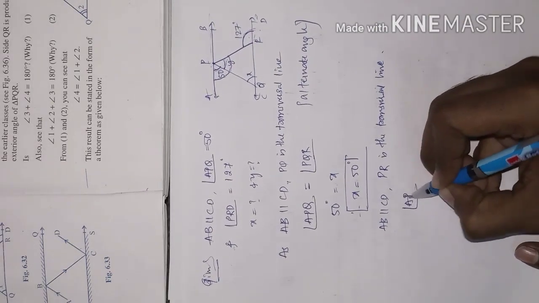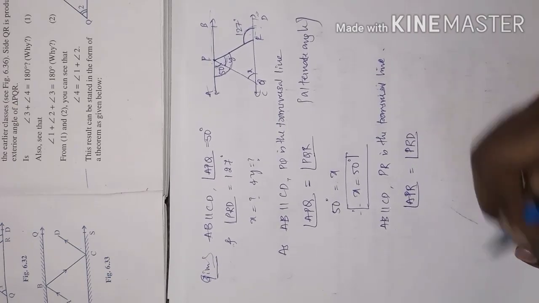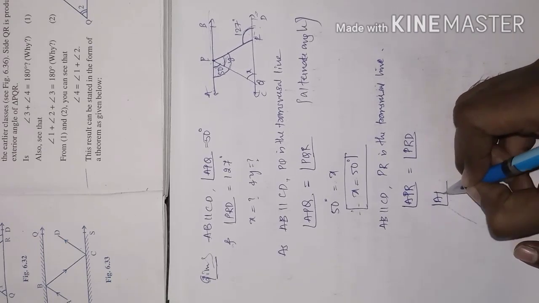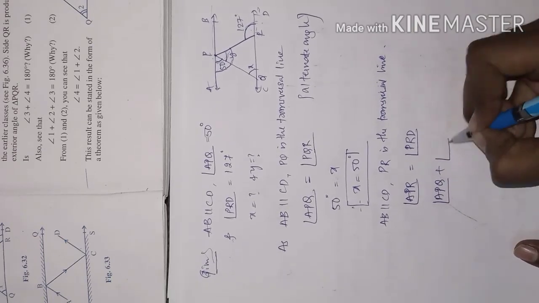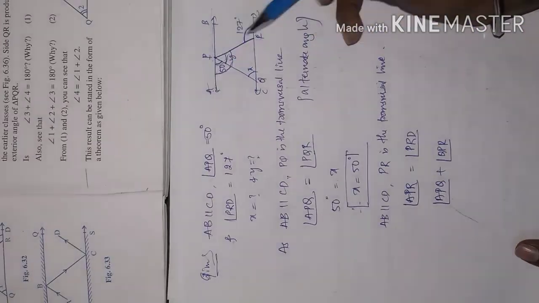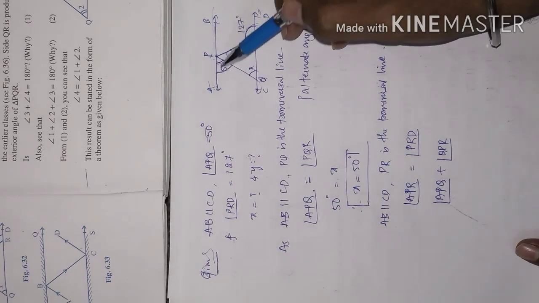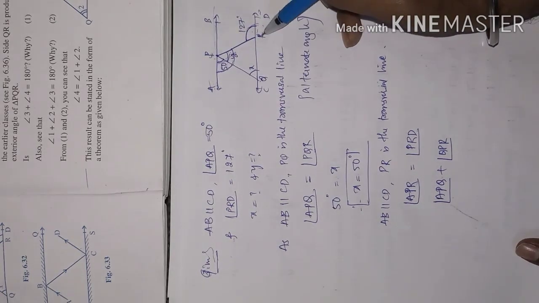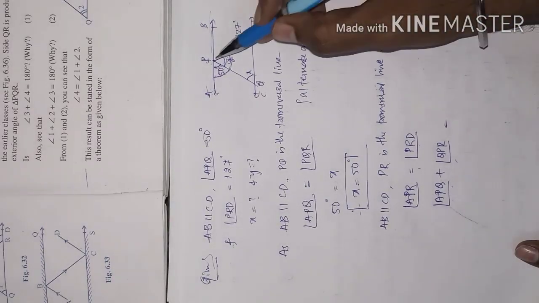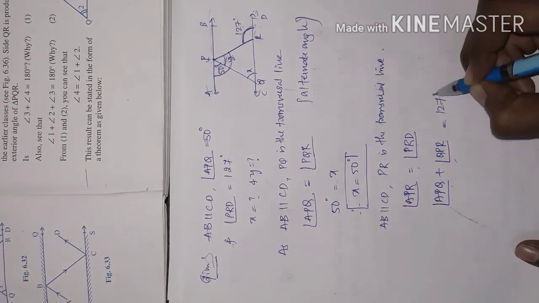So angle APR is equal to angle PRD. Angle APR consists of what? Angle APQ plus QPR. Angle APR consists of these two angles, APQ and QPR. So because of that we wrote it here, which is equal to PRD. What is PRD? 127.